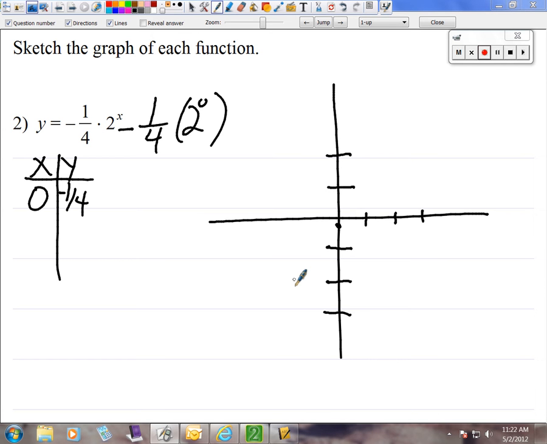All right. The next thing we want to try is +1, which would be right here. Put 1 in there and let's see what you get. If I put 1 in for x, you have -1/4 times 2 to the first. So what's that going to be? -1/2. Because this is the same as over 1, isn't it? You just multiply straight across. You'll get -2/4, which is reduced to -1/2.